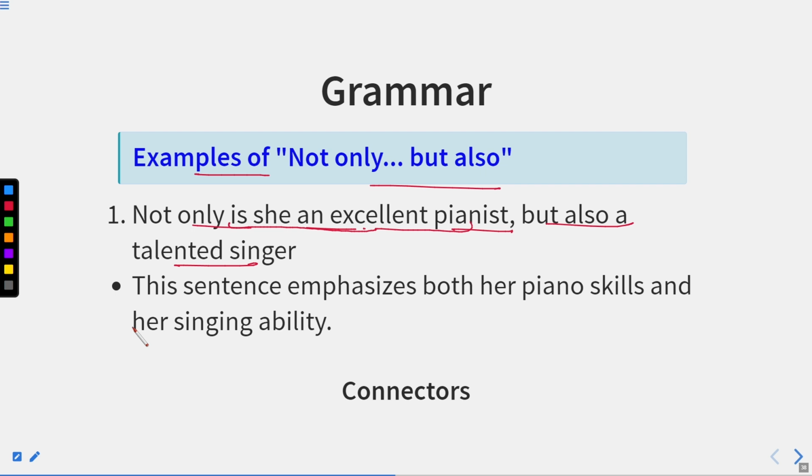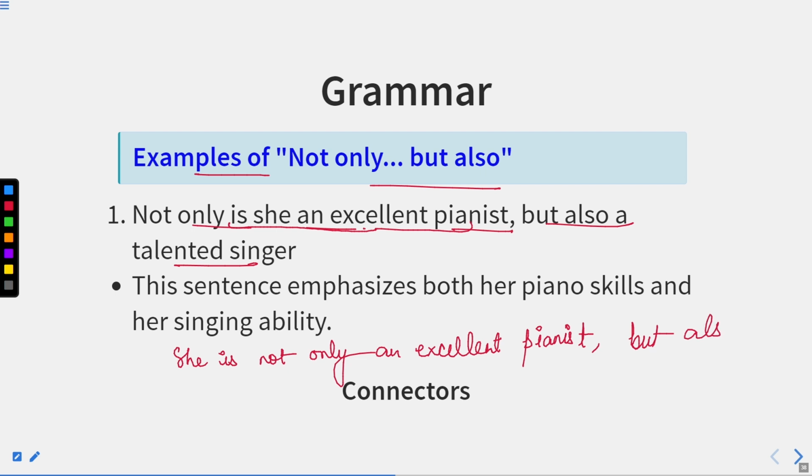If I want to rephrase it correctly, it should be: she is not only an excellent pianist, but also a talented singer. This is a more accurate form of it. So this is actually the correct sentence according to grammar. Though in modern usage we can use these types of structure as well, the accurate structure of the sentence should be the second one.